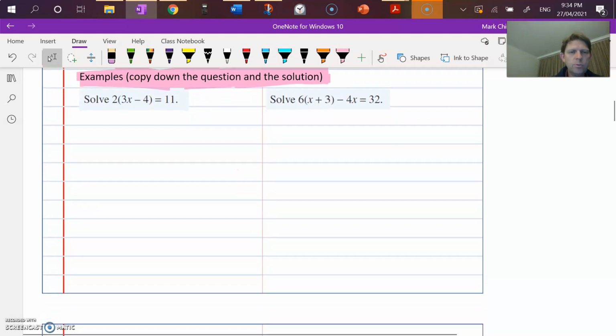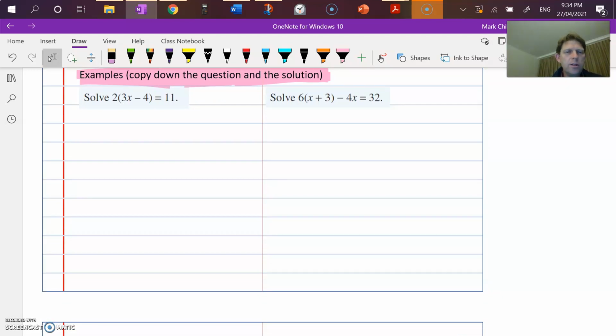So let's have a look at this first one. I've got 2 outside of 3x minus 4 equals 11. So I've got to get rid of these brackets to solve this problem. Let's do what we were just doing in those revision questions. We'll get rid of the brackets by expanding. So 2 lots of 3 would be 6, and then there's just an x there. And then 2 lots of minus 4. So 2 lots of 4 would be 8. A positive times a negative gives us a negative.